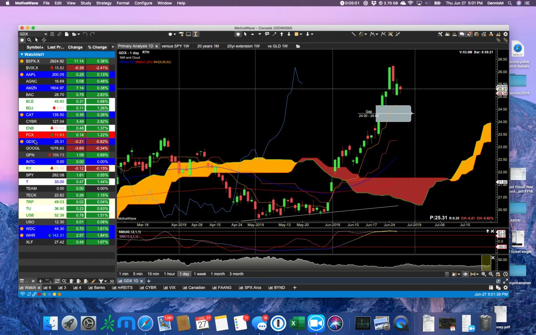I sold them at 25.23. The stock went a little bit lower than that today, finished at 25.31. But I'm going to wait to see some movement up, because look at the stochastics. They're both at the top. They're both overbought, the short term and the long term.